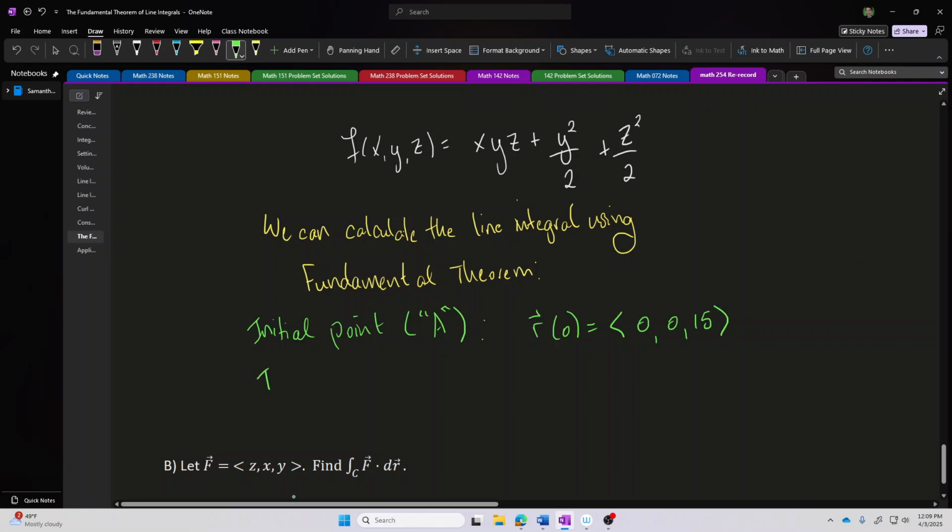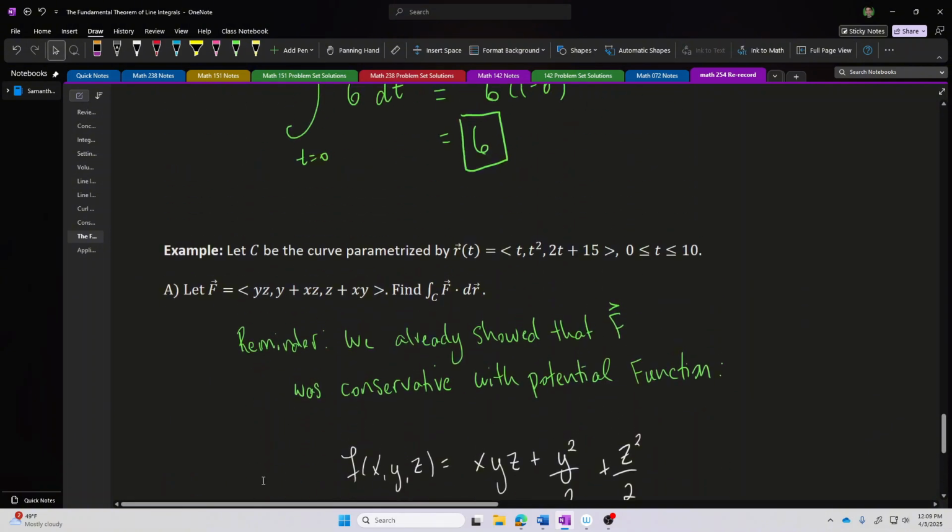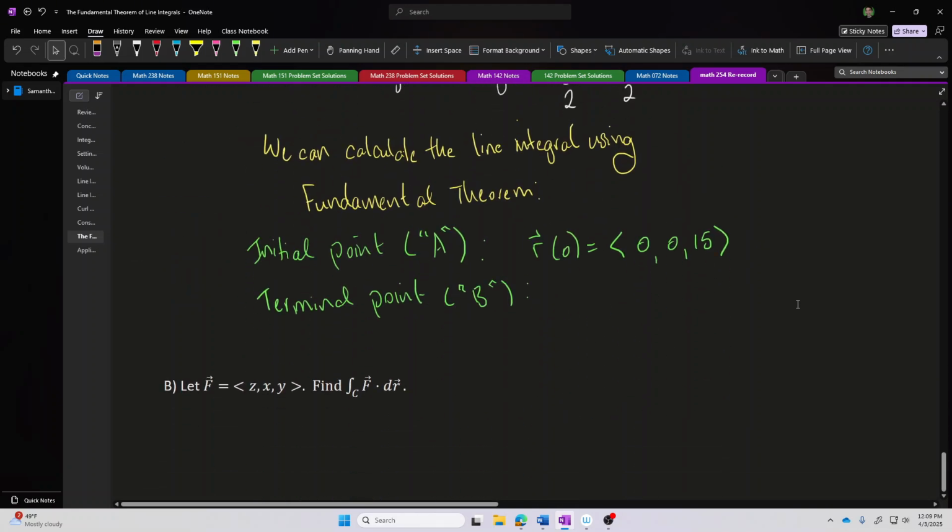Let's go ahead and find the terminal point, the final point along this path, what we call B in the theorem. And the final point would be indicated by the parameterization at the final time. So the final time here is t equals 10. And let me go ahead and plug 10 into this parameterization. So that becomes 10, t squared is 100, and then 2t plus 15 I think would be 35.